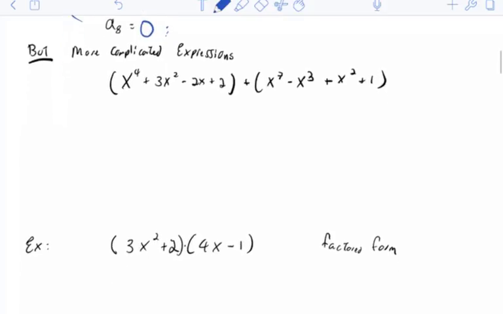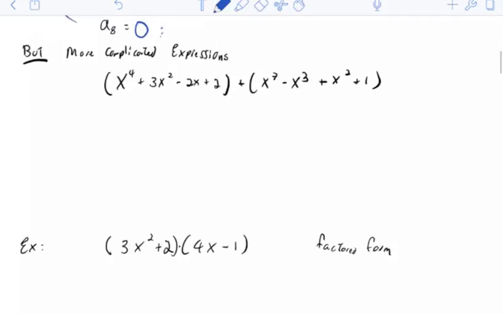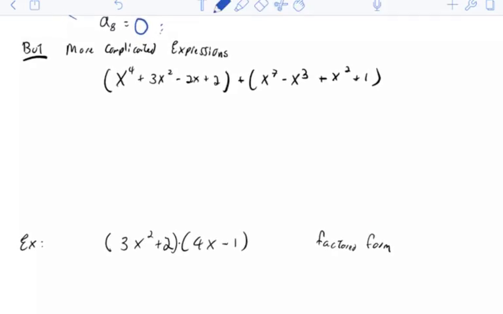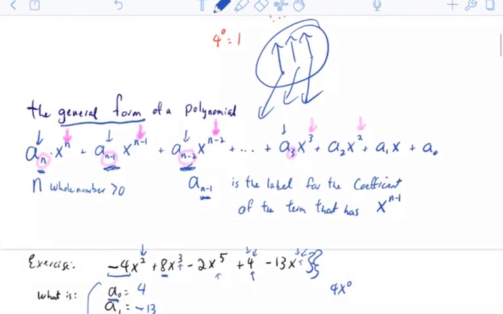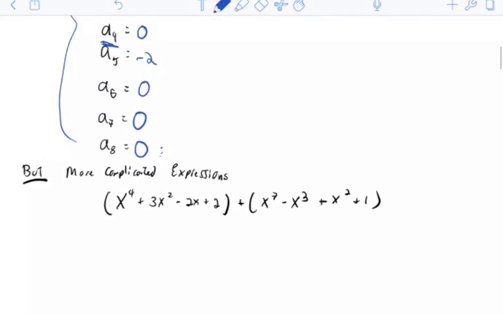Okay. Let's move on. One neat aspect to this is that sometimes you don't get polynomials that quite fit the general form. For example, this one here doesn't fit the general form. And the reason it doesn't fit the general form is that, well, for one thing, there's 2 x to the power 2.